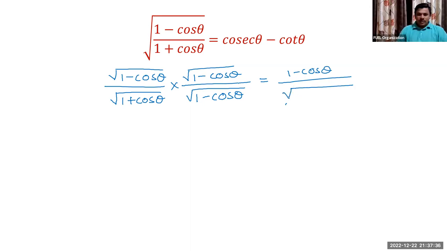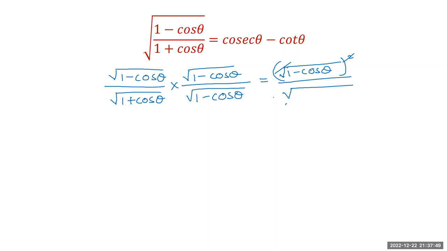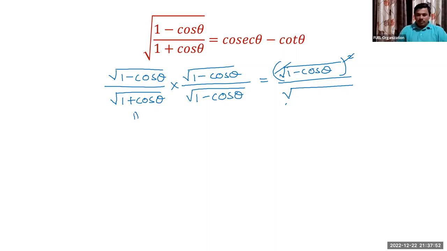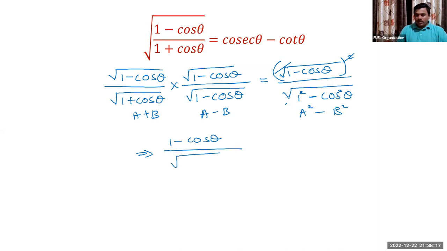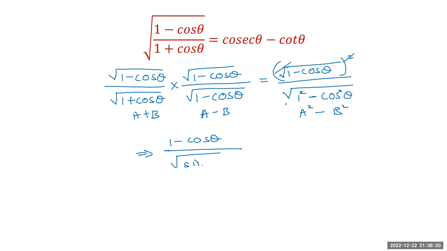Very good. So children, once you solve this, 1 minus cos theta and 1 minus cos theta both become a whole square, and the root gets cancelled. In the denominator, it is in the form of a plus b into a minus b, so you get a square minus b square. You will get 1 square minus cos square theta. Just observe this: 1 minus cos square theta is nothing but? Sine square theta. Very good.